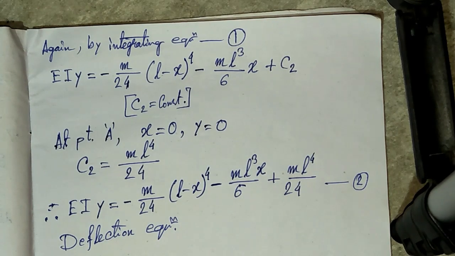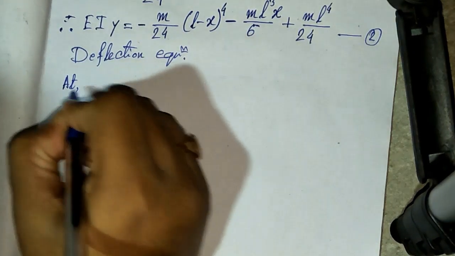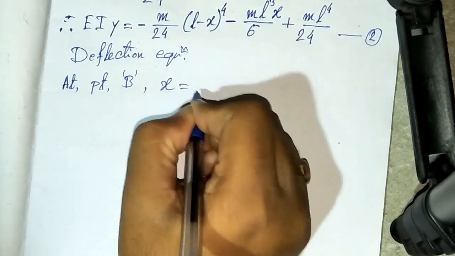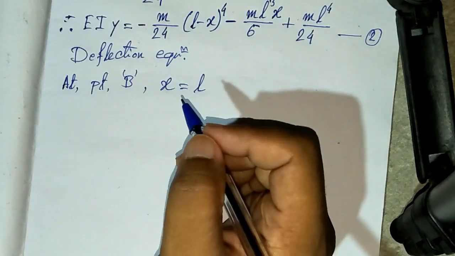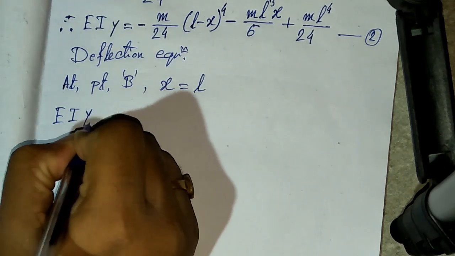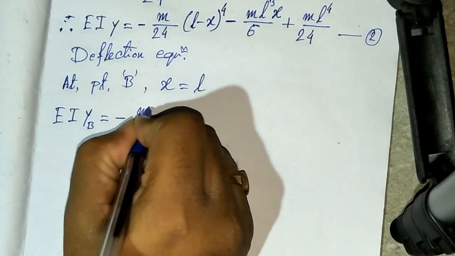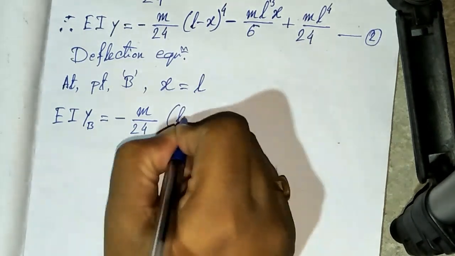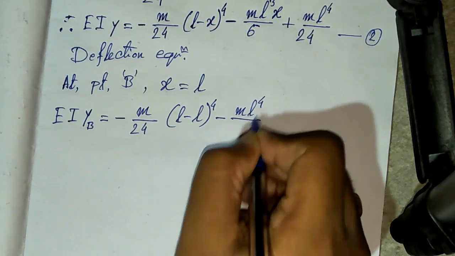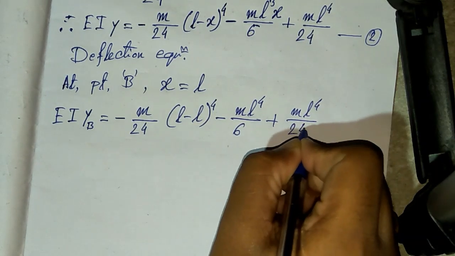This is the deflection equation. Now at point B, we can write x equals L. By substituting x equals L, we get EI yb, where yb is the deflection at point B, equals minus m by 24 into L minus L to the power 4, minus m L to the power 4 by 6 plus m L to the power 4 by 24.